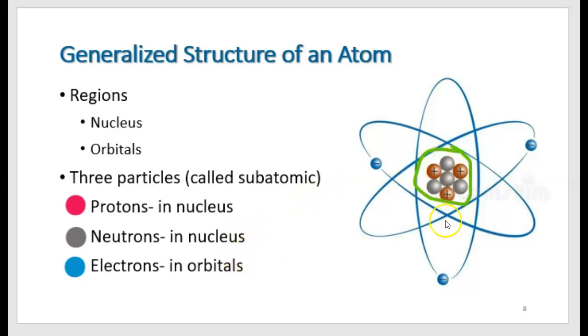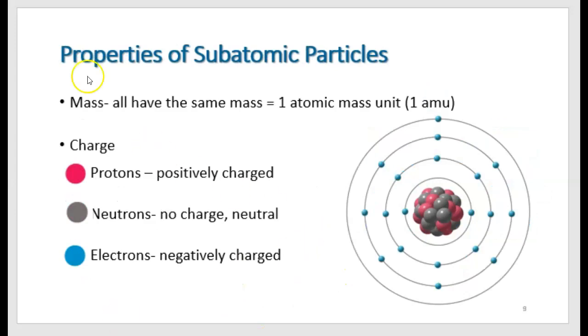Electrons are orbiting the nucleus. So they're located in different energy levels that we call orbitals. Sometimes people call them shells. So just to review these properties of subatomic particles, they all weigh the same in terms of mass. They all have been designated as having one atomic mass unit.